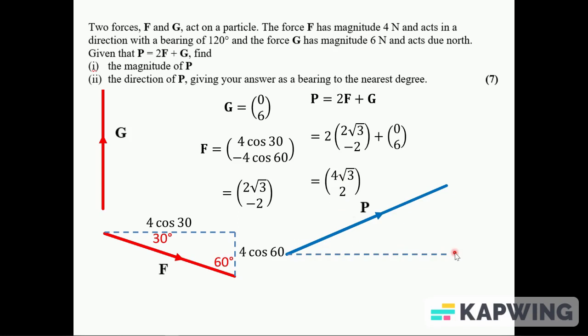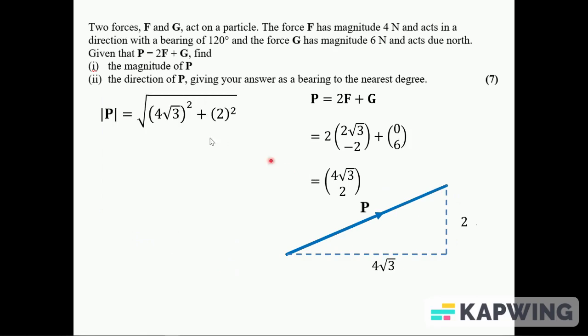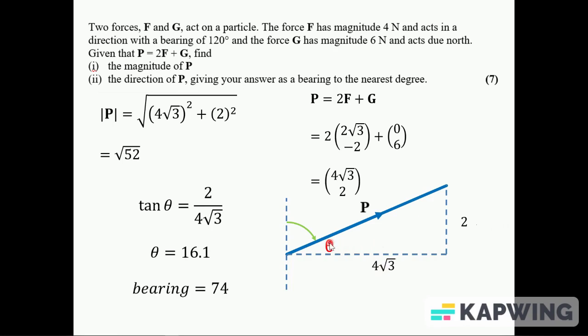Horizontally, that's going to be 4 root 3 and then 2 vertically. And then the magnitude of P, well, just use Pythagoras on this: 4 root 3 squared plus 2 squared, square rooted, gives me root 52. And the bearing of P is here. I can work this angle out by doing tan to the minus 1 of 2 over 4 root 3. That gives me 16 degrees. Take that away from 90 and that gives me the bearing. You could work this one out by doing tan to the minus 1 of 4 root 3 over 2, which does give you 74.